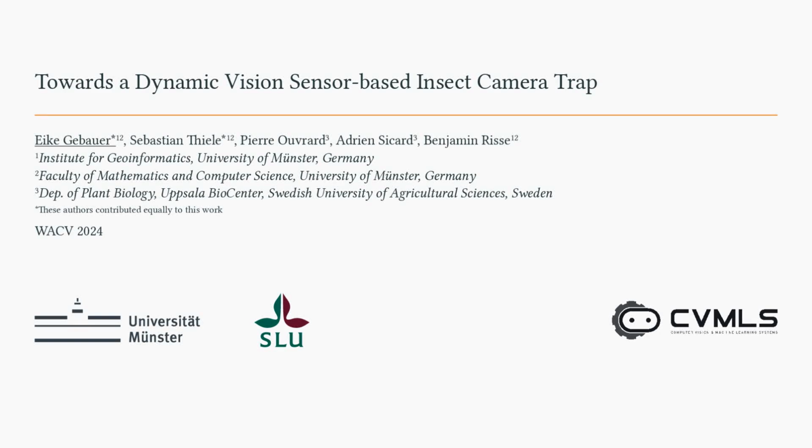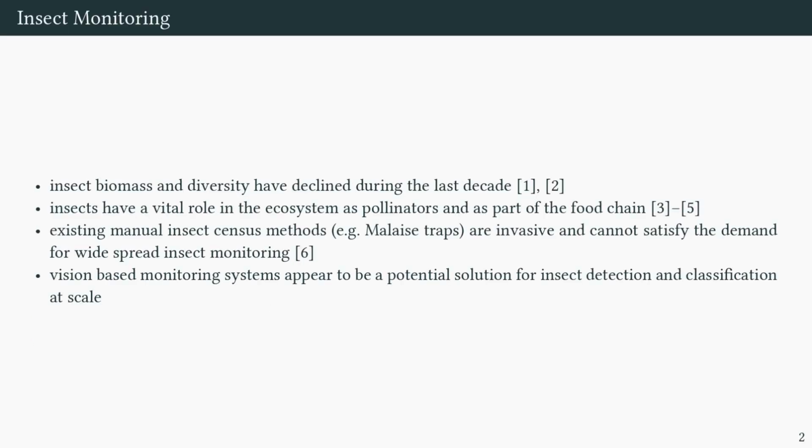Towards a dynamic vision sensor-based insect camera trap. Insect biomass and diversity have been shown to be in decline during the last decade, and since they take up such a vital role in the ecosystem, insect monitoring has become increasingly important. Compared to invasive manual sensors like malaise traps, vision-based monitoring systems show higher potential to provide insect monitoring at scale.